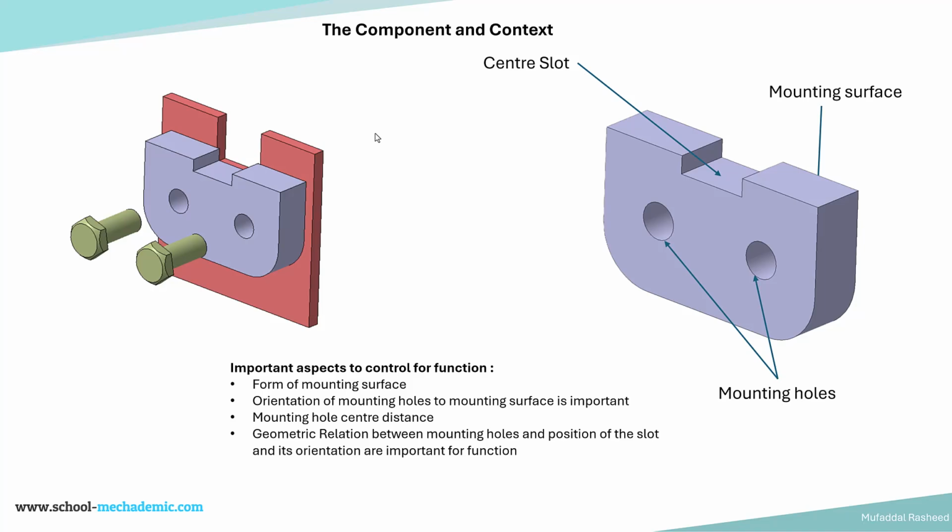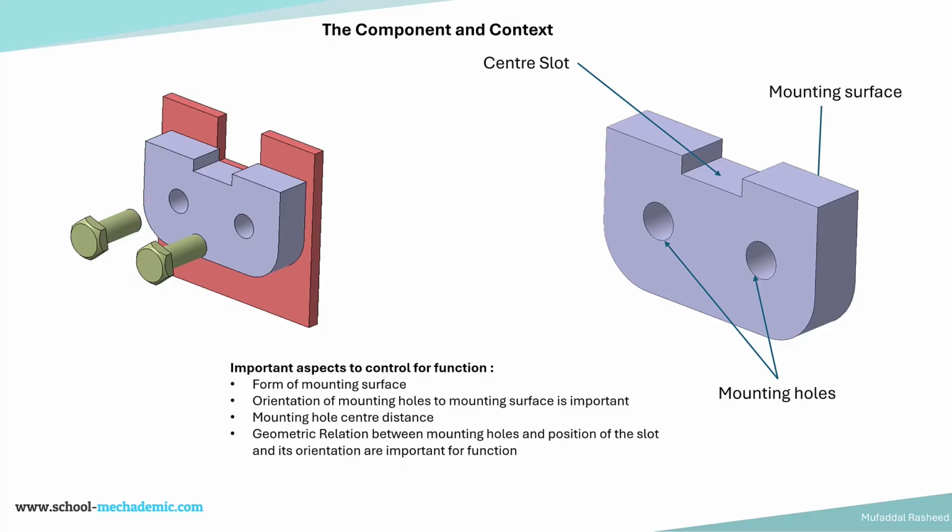In this video, I want to break down the differences between coordinate tolerancing, which is the traditional way of tolerancing parts, and GD&T, which is geometric dimensioning and tolerancing. What is the difference? And I will explain that using this example.